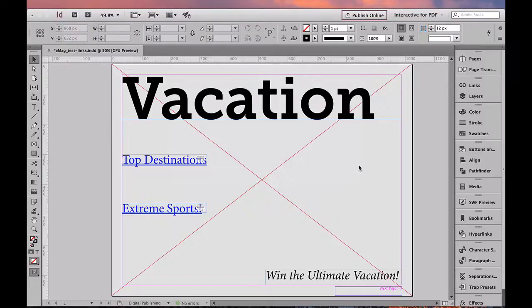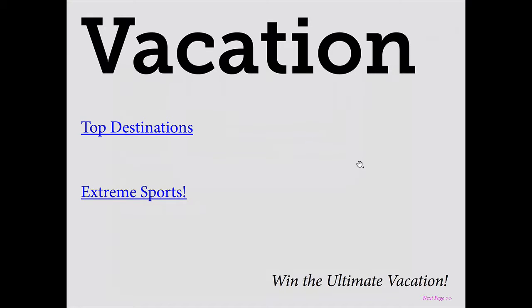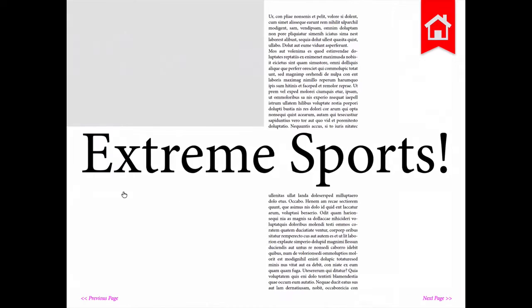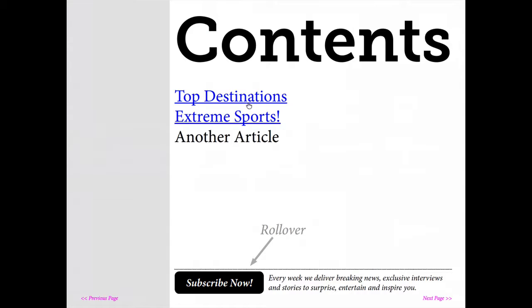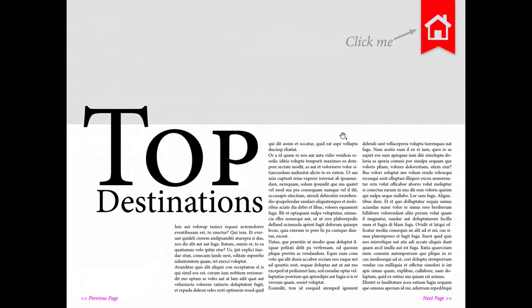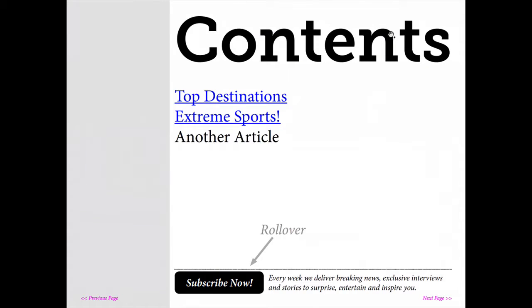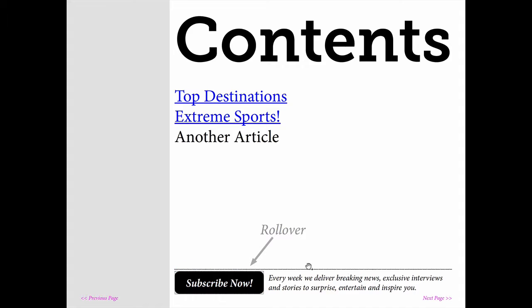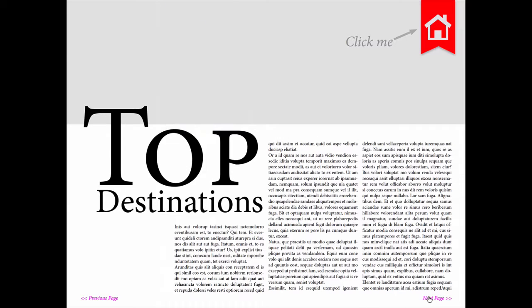Yes. And now this is more like it. We can see that these should work. If I select extreme sports, for example, there we go. We can go back to the contents page. Top destinations, that looks good. I can of course subscribe now, which will prompt me to open the page here like so. Okay, let's go back, and I can navigate from page to page.